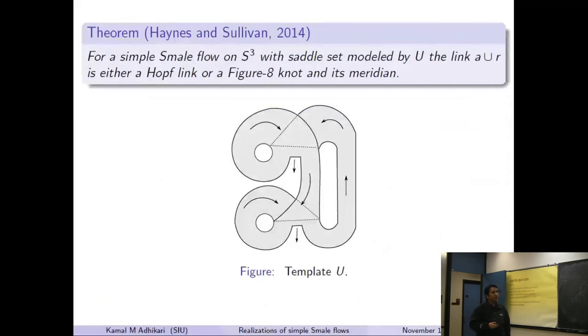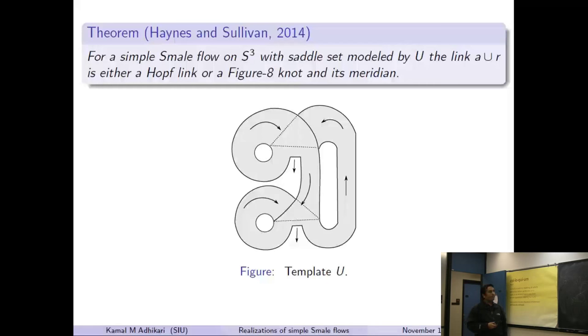In 2014, Elizabeth Haynes from SIUC studied the simple Smale flow by using another template model, and that was a four-band template. Using this four-band template, when she studied the simple Smale flow, she got the result that the possible realization is either a Hopf link or a figure eight or a Smale gear.